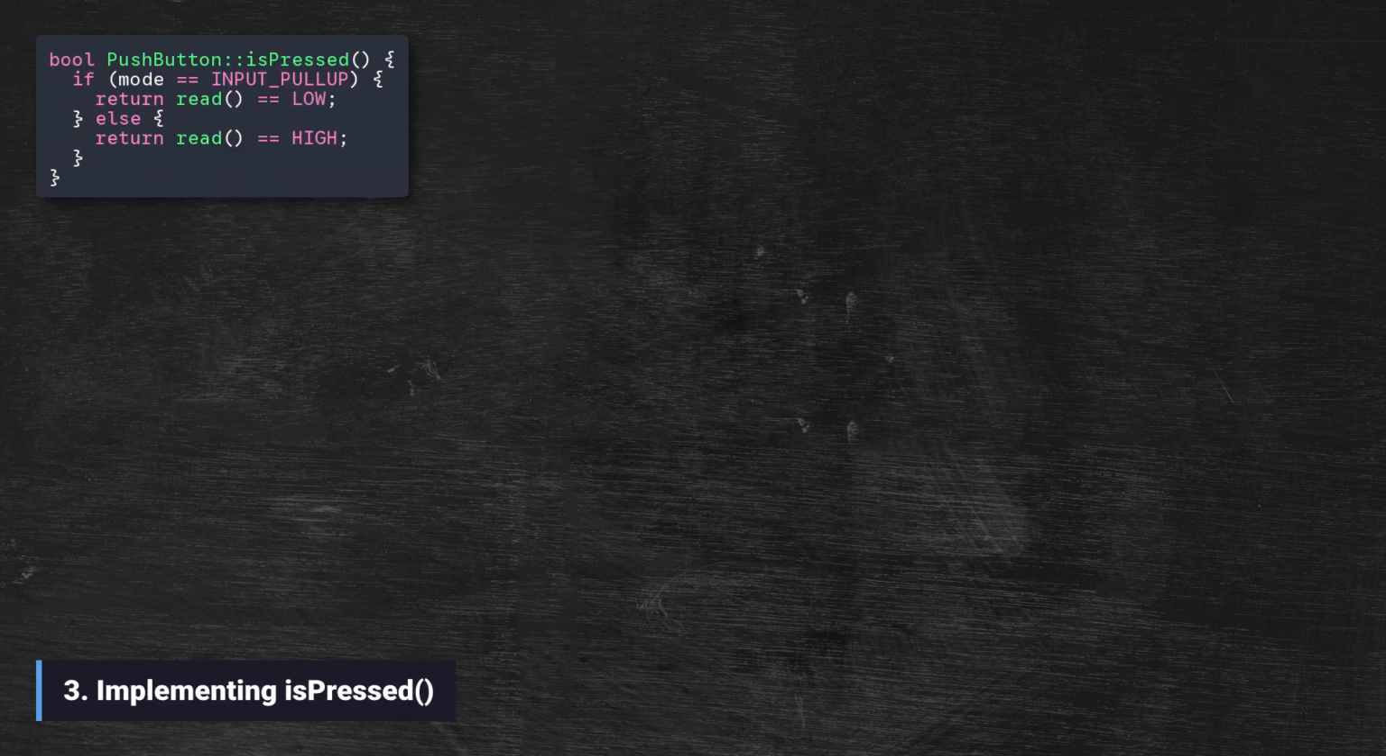In the implementation, we check the mode. If the mode is INPUT_PULLUP, we return true if the reading is LOW. If it's a standard INPUT, we return true if the reading is HIGH. This internal logic ensures that isPressed always means exactly what it says.